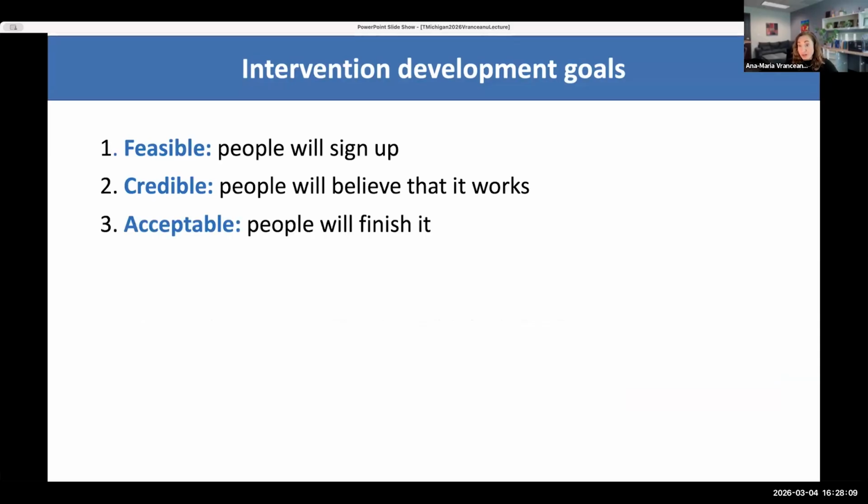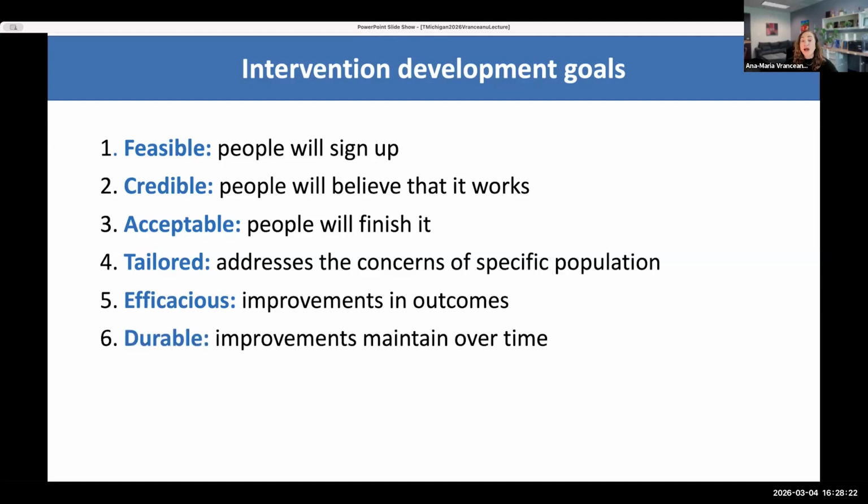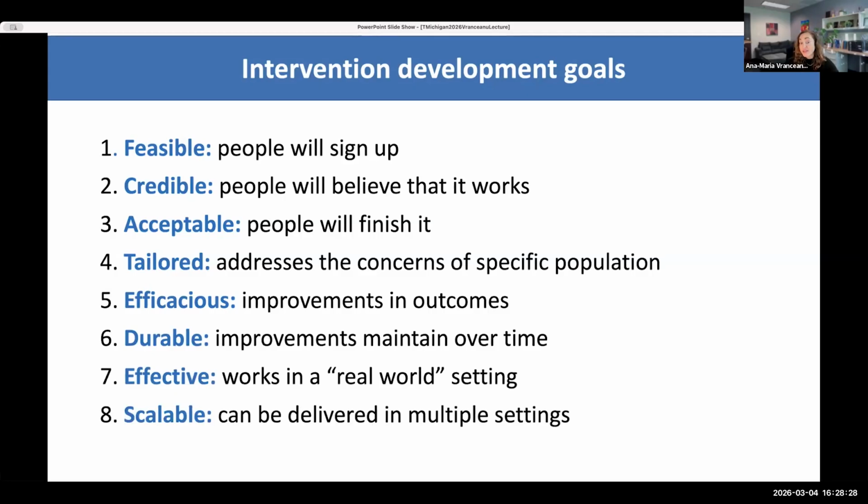It would be acceptable, so people would finish it. They wouldn't drop out. It would be tailored to address the concerns of the specific population. Of course, it will be efficacious, related to improvement in outcomes, hopefully durable, with improvements maintained over time, effective, and scalable. Long term, we would be able to take this and implement it in multiple settings.